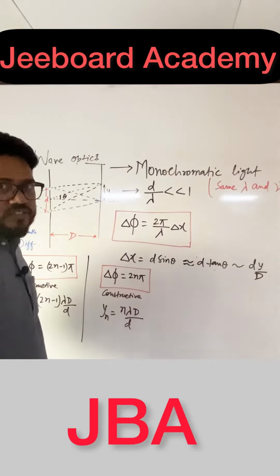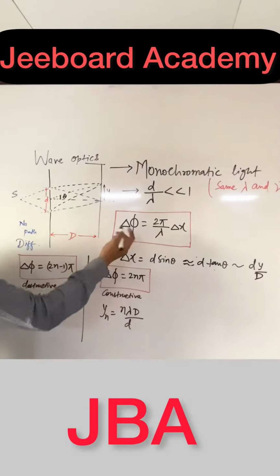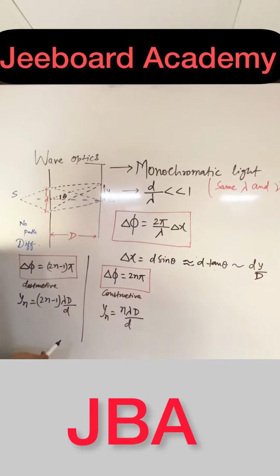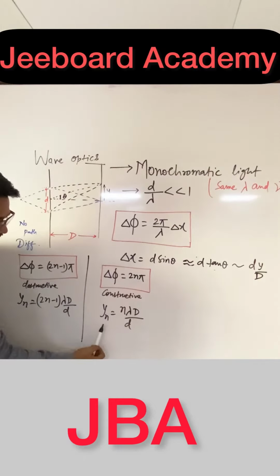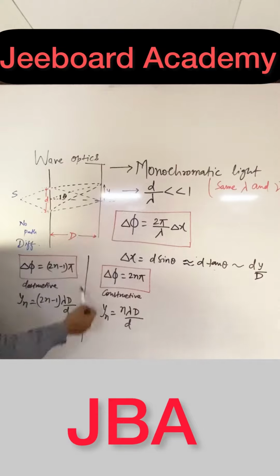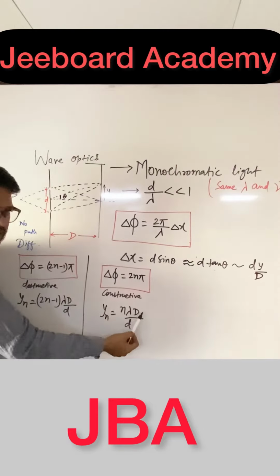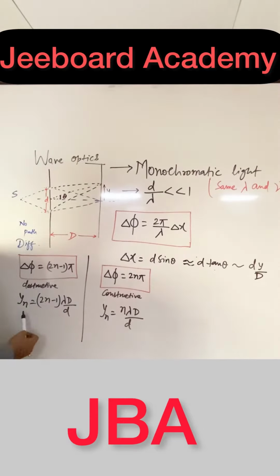Path difference. Due to this path difference, the light travelling here gives us interference fringes of waves. So according to that, we get constructive interference and destructive interference, in which for constructive interference we get a phase difference of 2n pi, and the distance y of the bright fringes is n lambda D by d. And for destructive interference, we get dark fringes at (2n minus 1) lambda D by 2d.